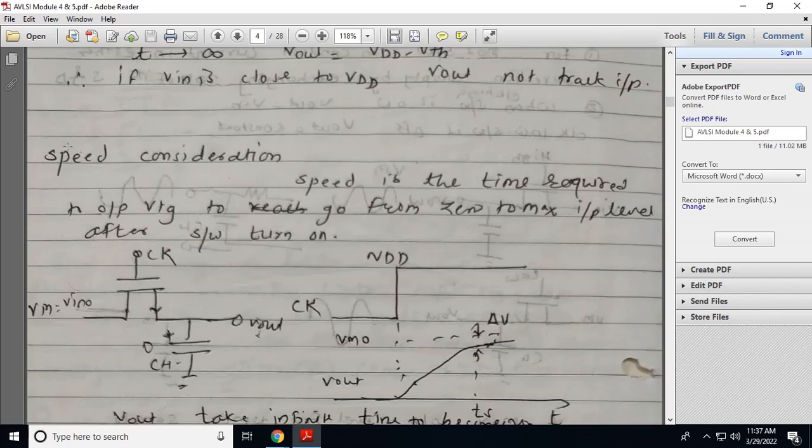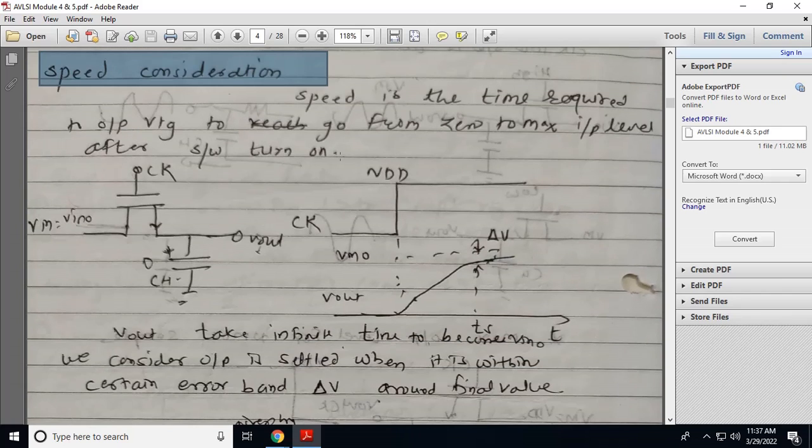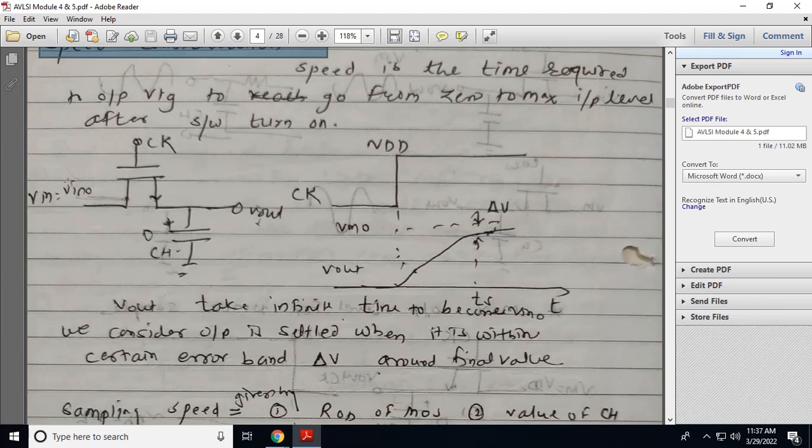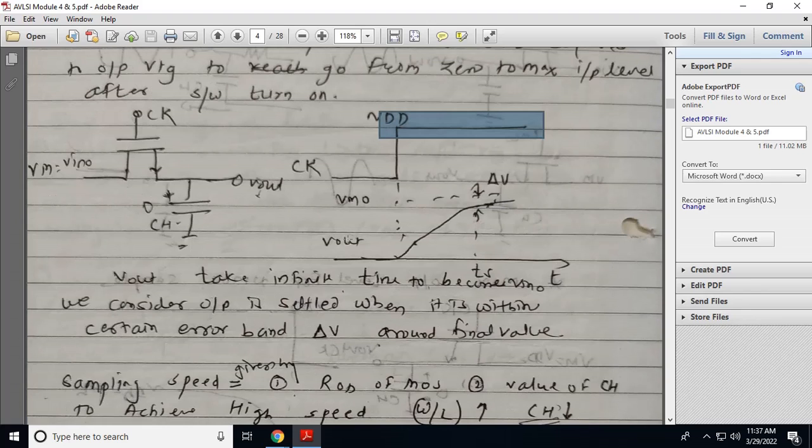For this switched capacitor circuit, see the speed consideration. We have to find the time constant T equal to R into C. Speed is the time required for the output voltage to go from 0 to the maximum value of the input level whenever the switch is turned on. So see, Vin is equal to Vin0, and we apply the clock signal here. The clock will go from a low value to a high value. So Vout will take infinite time to become equal to the input.